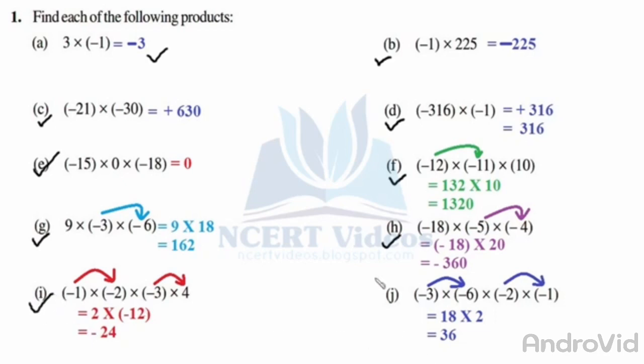Last part, J part. Again we'll take pairs. 6 3s are 18. Minus minus is plus, therefore we write plus 18, and then multiply it with 2 into 1, 2. Minus minus is again plus, therefore 2, and it is simple. 18 2s are 36. That was the question number first.